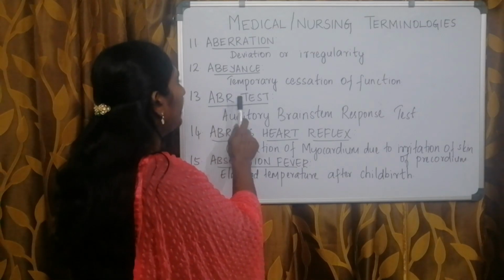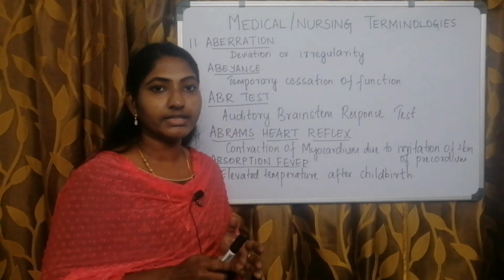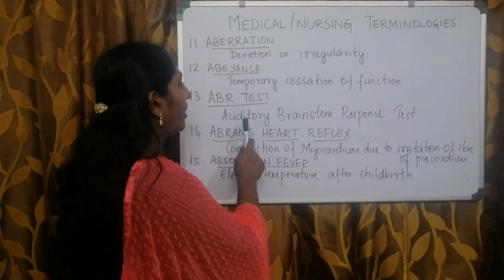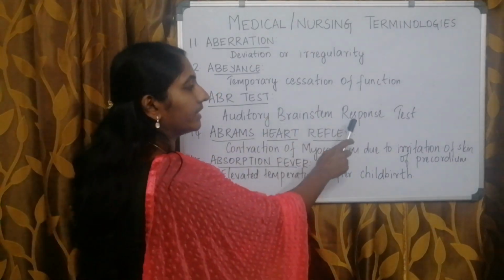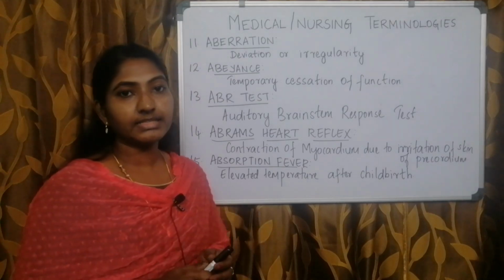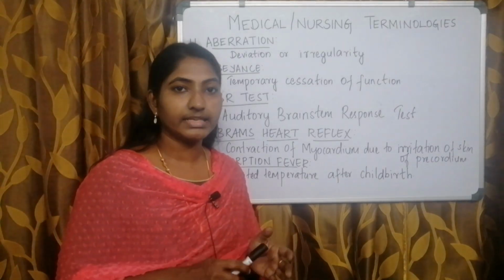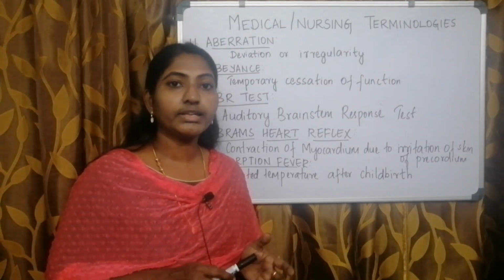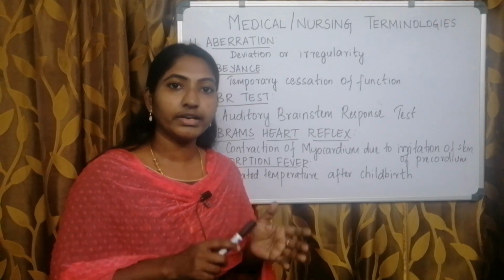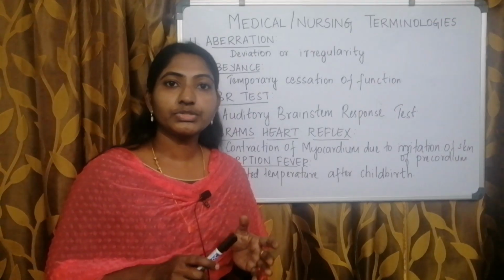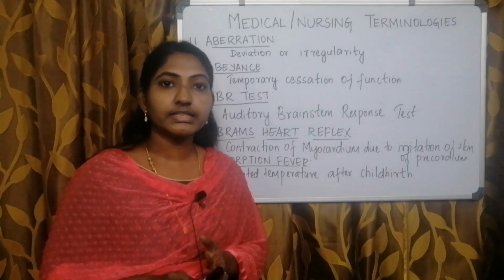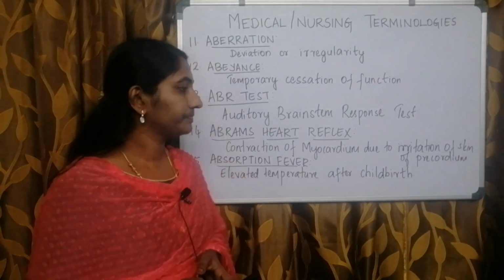The next one is ABR test. ABR test is a short form of auditory brainstem response test. In this test, electrodes are placed on the skin around the ear to record the electrical activity from the auditory nerve and parts of the brainstem. This test is used to evaluate hearing integrity and neurological integrity.